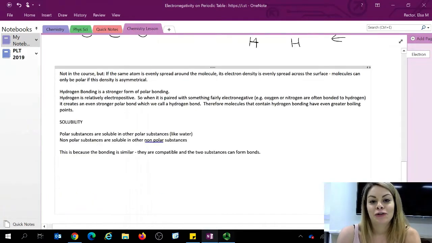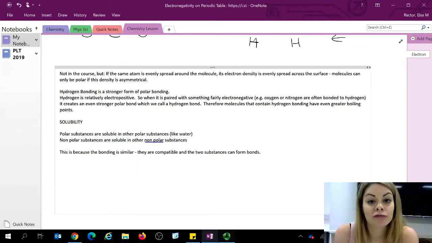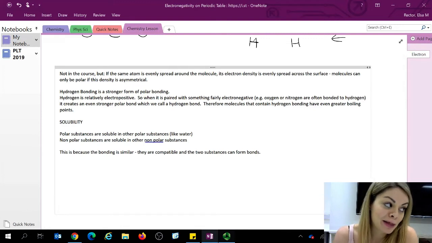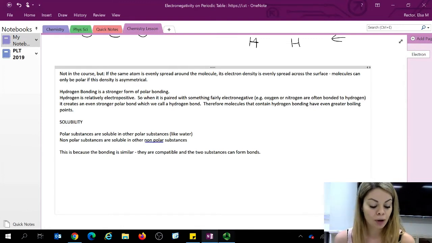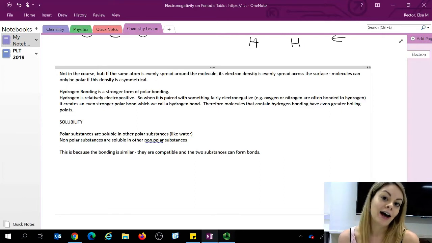Okay, I now need to talk a little bit about solubility. All this bonding stuff is related to solubility, but it just brings another little layer of complexity in. So polar substances are soluble in other polar substances. So if you have something that is polar, you're going to be able to dissolve that in water. It's soluble in water. Non-polar substances are soluble in other non-polar substances. So it's because the bonding is similar.